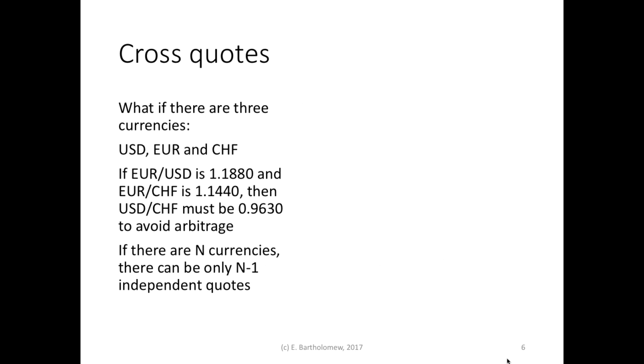Now let's talk about cross quotes. What if there are 3 currencies that we're looking at: dollars, euros, and Swiss franc? And let's say the euro dollar rate is 1.1880 and the euro Swiss franc rate is 1.1440. Then the dollar Swiss franc must be 0.9630 to avoid arbitrage. Or more generally, if we have n currencies, there can only be n-1 independent quotes.